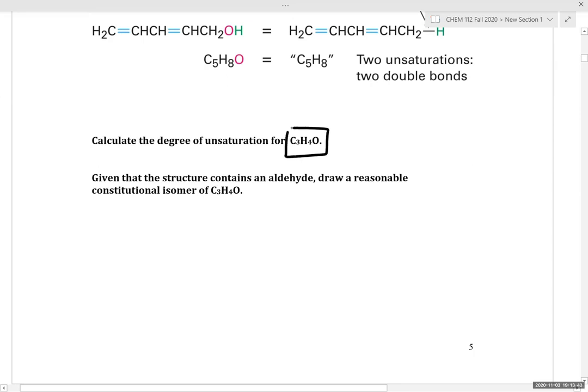So given the following formula, let's do another example where we calculate DU. And if the structure has an aldehyde, what would a reasonable constitutional isomer of the following formula be? So let's calculate our degrees of unsaturation. And then once we've calculated the degree of unsaturation, given that we need an aldehyde in our structure, let's draw a constitutional isomer.